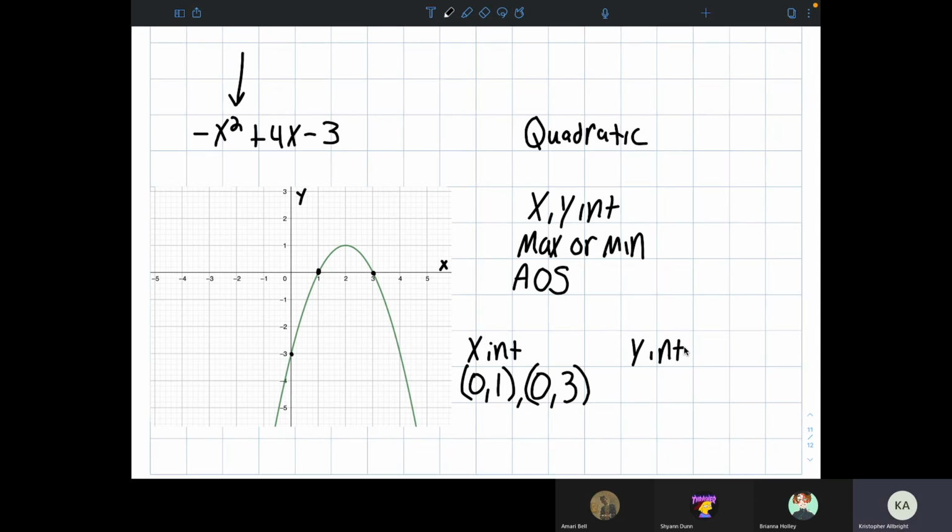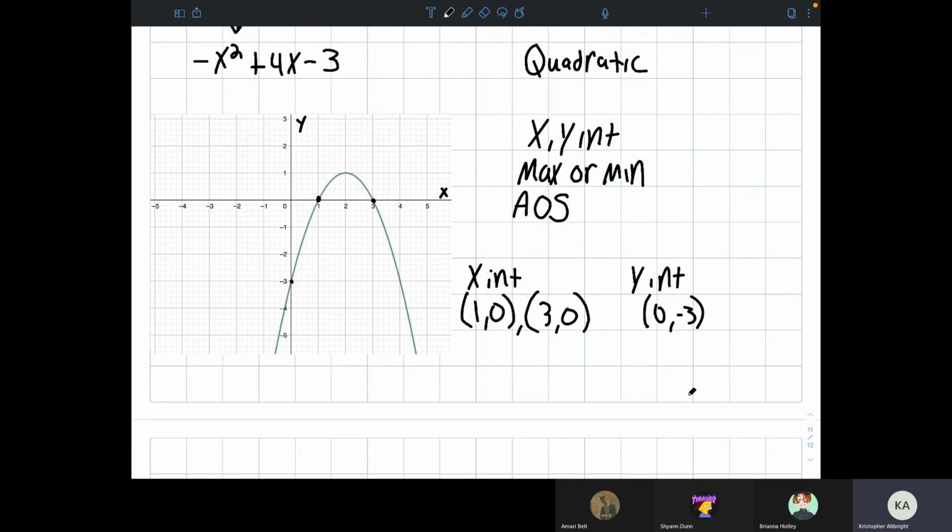I'm sorry, the x-intercepts are backwards. They need to be this way. 1, 0 and 3, 0. Because we go left and right and then up and down. So our y-intercept, on the other hand, is 0, -3. Because we don't move left and right and then we move down 3. So that's my bad.